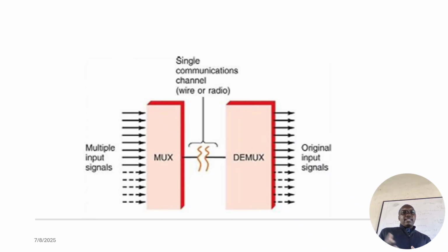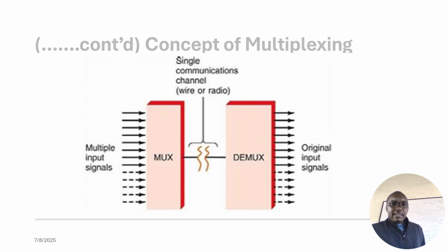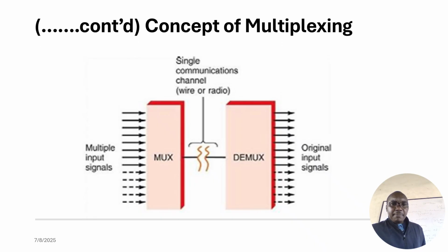Then at the other end, each signal goes back to its own channel, and if you compare the input and the output, they're almost the same. The path that the input traced is the same path as the output. Are we together? That illustration helps us to understand the concept of multiplexing.